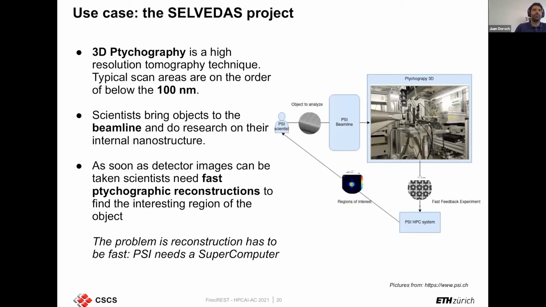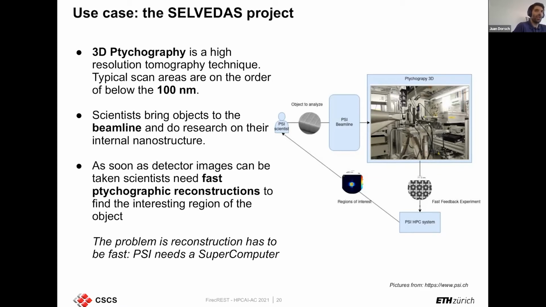And what PSI does, or did before SELVEDAS, is they use what they call the beamline, which is a cube, because they have to wait a long time to use this kind of technology. They submit their job or their object in the beamline. They wait for the time. They have this time window to use it, and then they need to analyze the results of the ptychography in an HPC system.